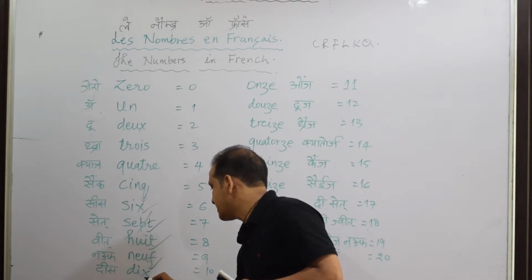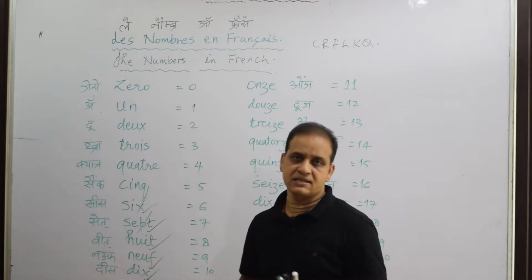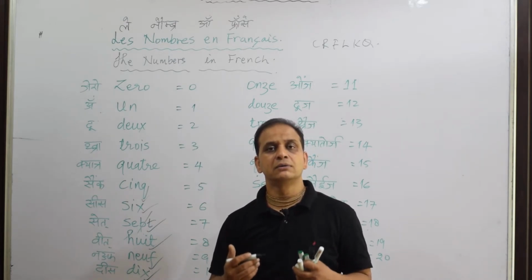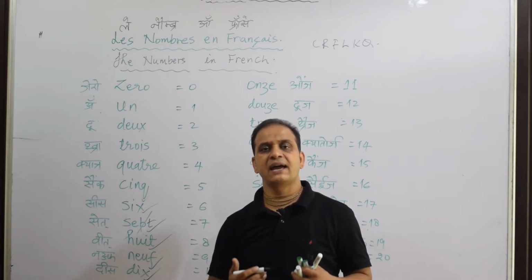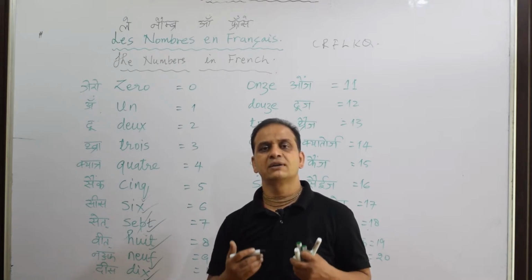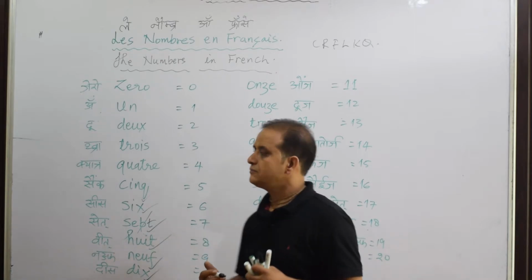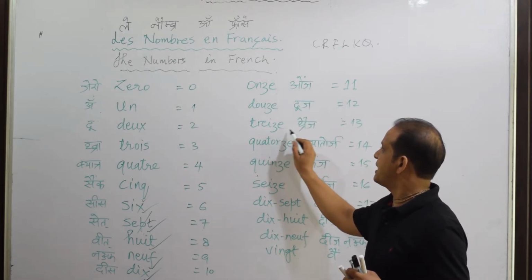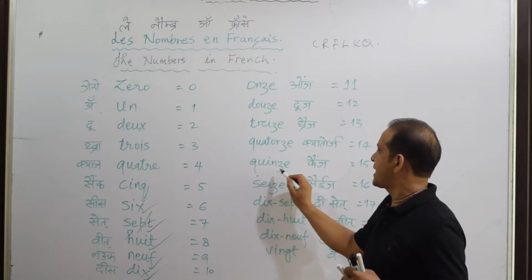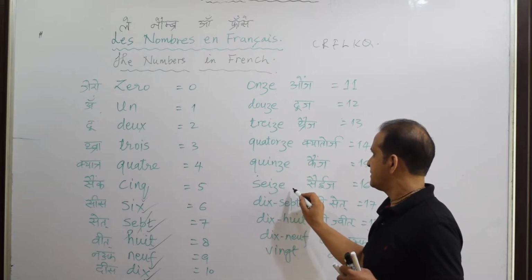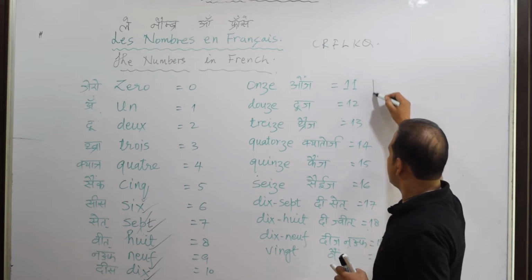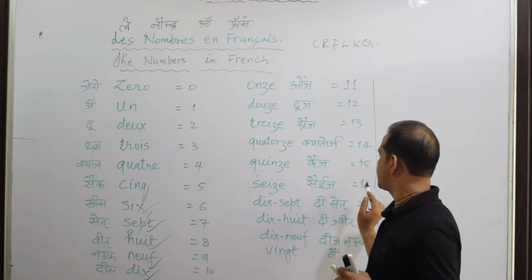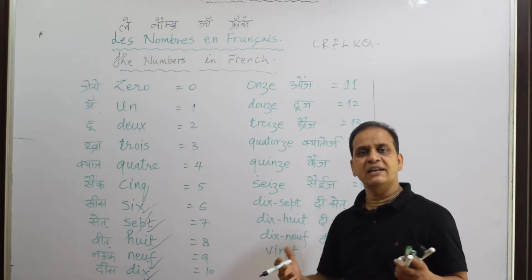Again this is 'these', so this X gives the 'sa' sound. So how will you say 0, 1, 2, 3, 4, 5, 6, 7, 8, 9, 10, after that 11, 12, 13, 14, 15, 16. Well, you have to just mug them up from 0 till 16. You don't have any other way out.